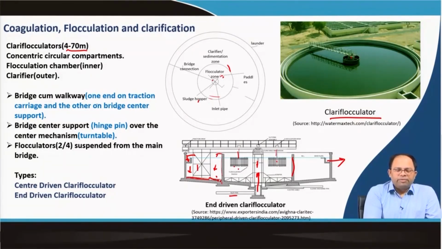The bridge cum walkway has one end on a traction carriage and the other end on the bridge center support. So, one is at the center support, the other is at the side. The bridge center support is a hinge pin over a center mechanism or a turntable. It is loosely fitted and it helps to rotate. Around 2 to 4 flocculators are suspended from the main bridge, like over here you can see 2, but there could be 4 as well, and this helps in mixing.